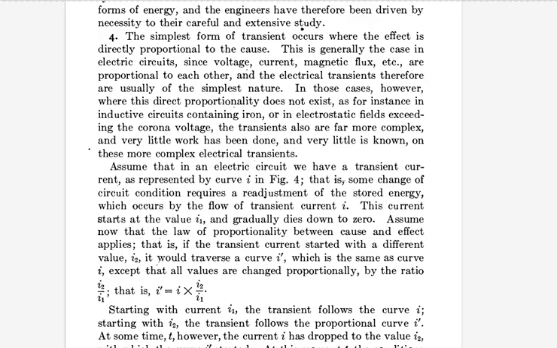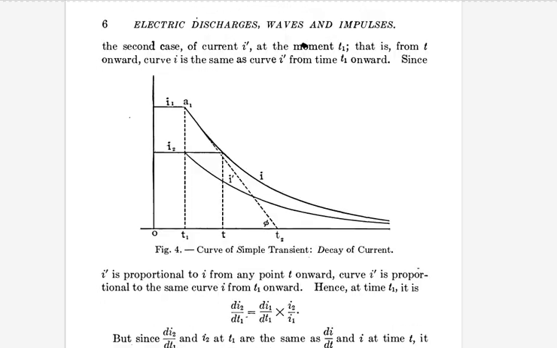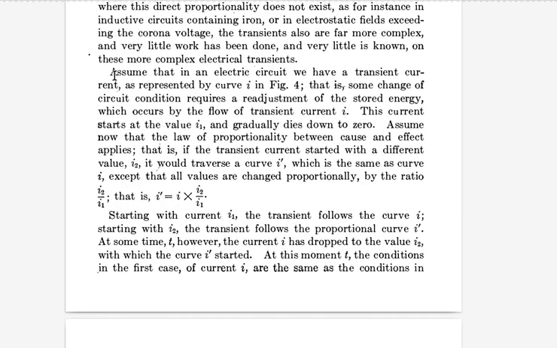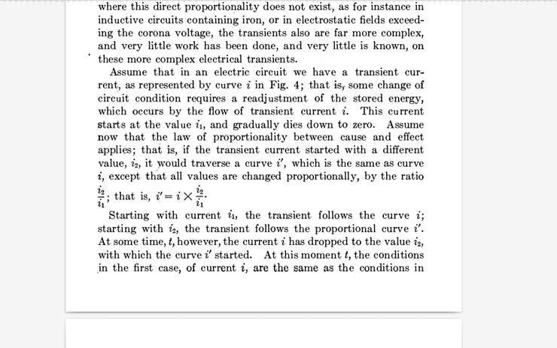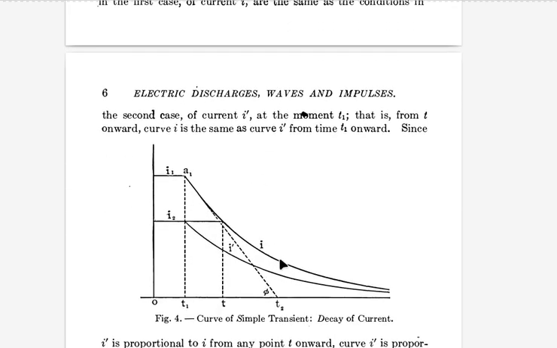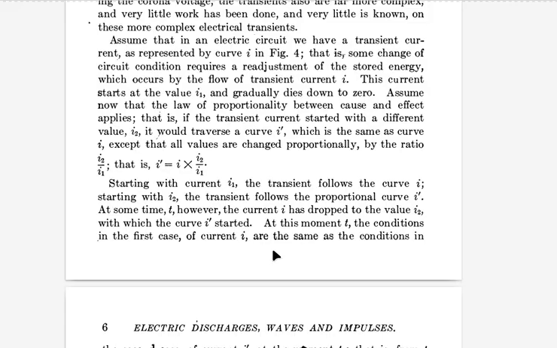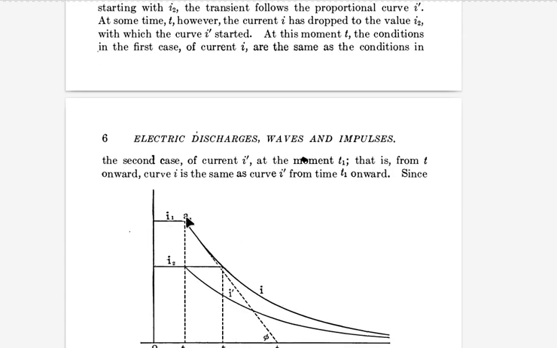Assume that in an electric circuit we have a transient current, as represented by curve I in figure 4. That is, some change of circuit condition requires a readjustment of the stored energy, which occurs by the flow of transient current I. This current starts at the value I1, and gradually dies down to 0.